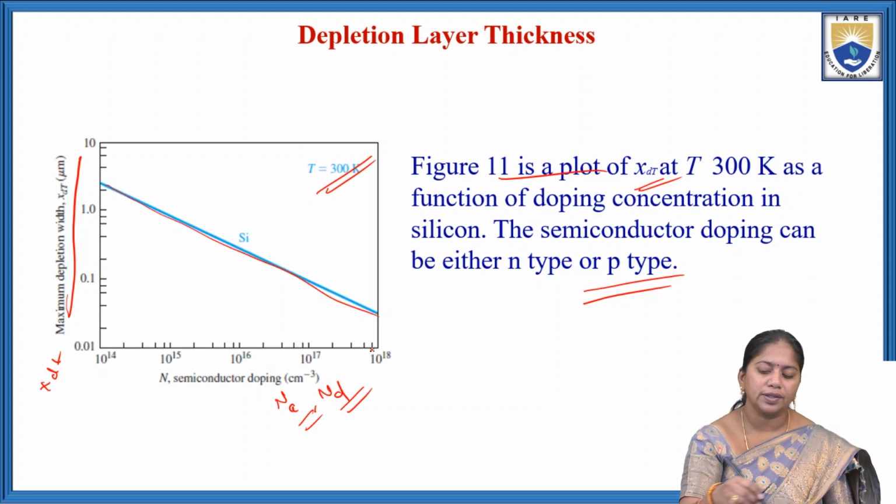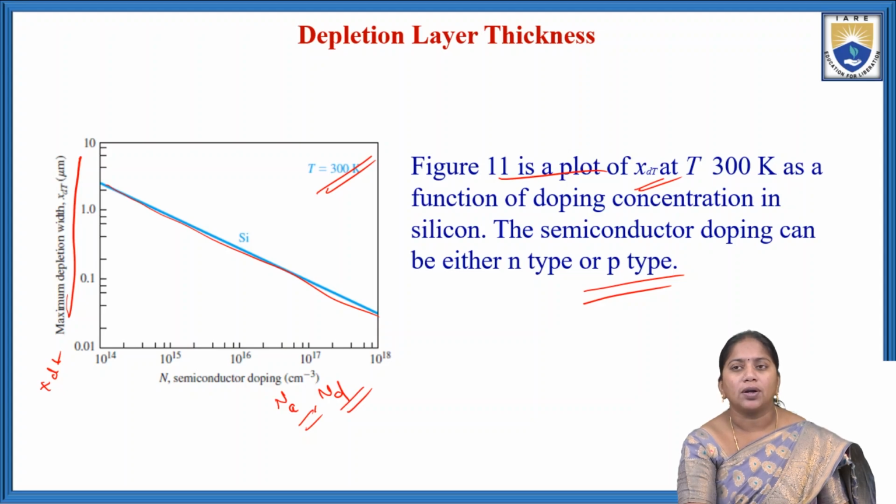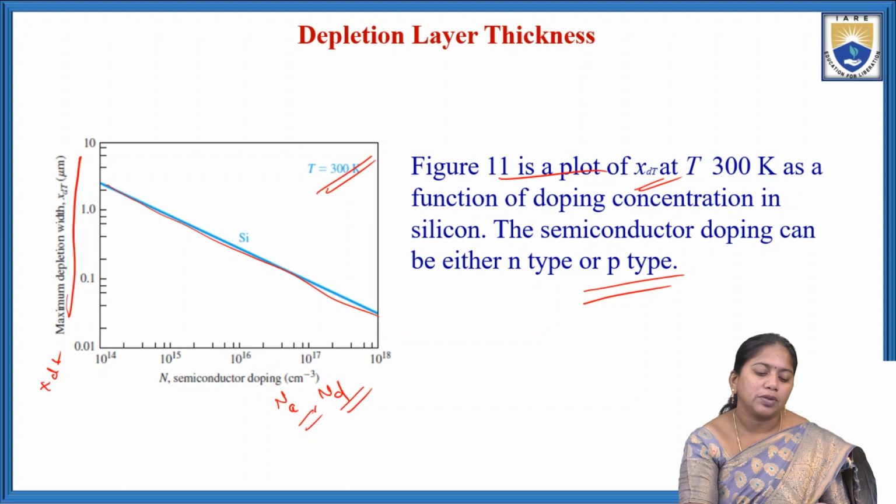This plot is for the silicon semiconductor. Figure 11 shows the plot for the semiconductor. Here the maximum induced depletion layer width varies linearly as a function of the semiconductor doping concentration, for either n-type or p-type semiconductors.